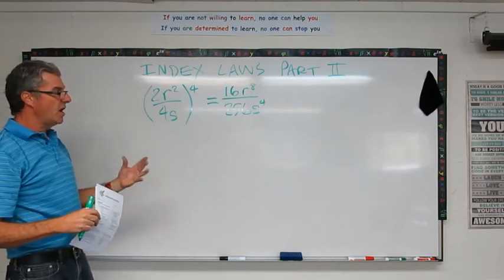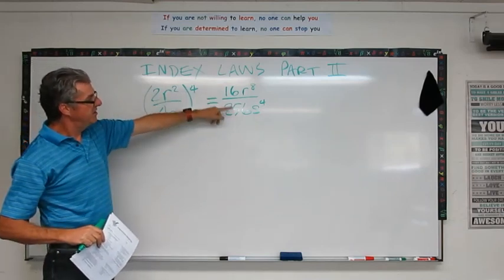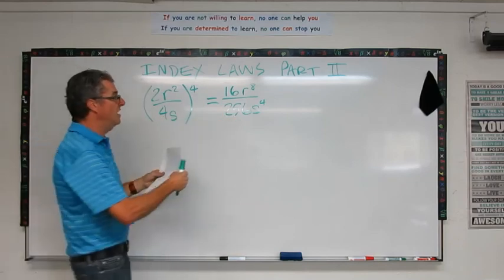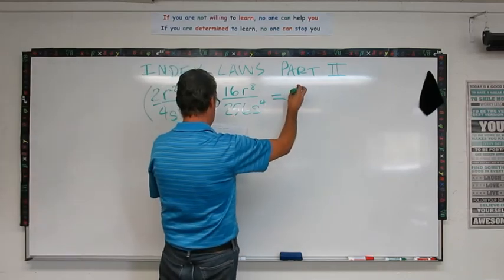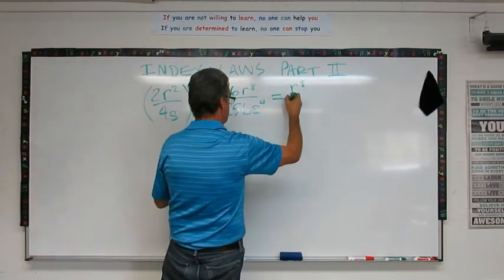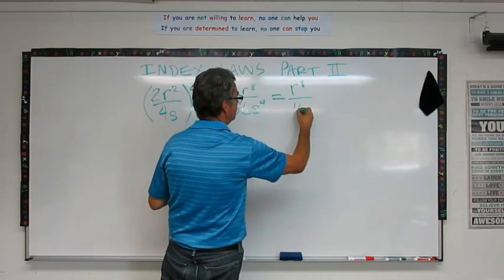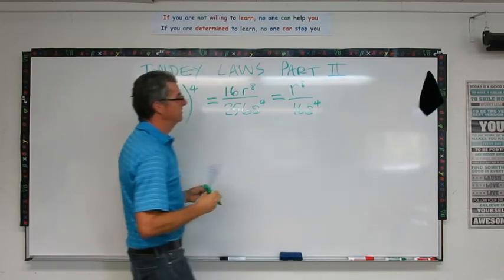Now, you got to watch out for reduction. 16 over 256 is going to reduce quite nicely. We're going to have r to the 8 over 16s to the 4. Okay?